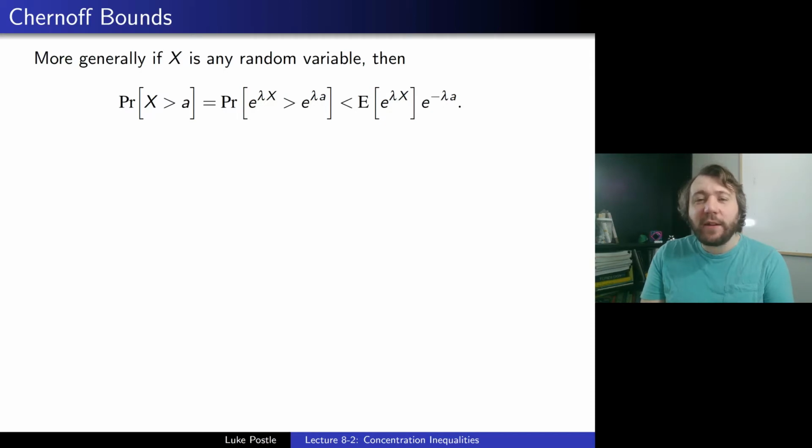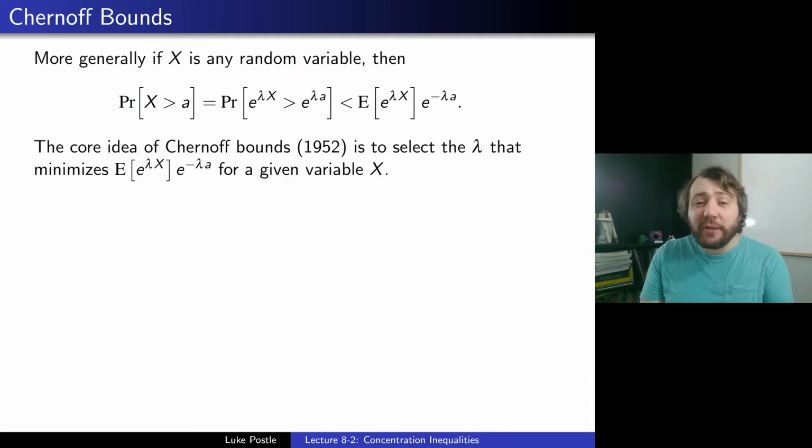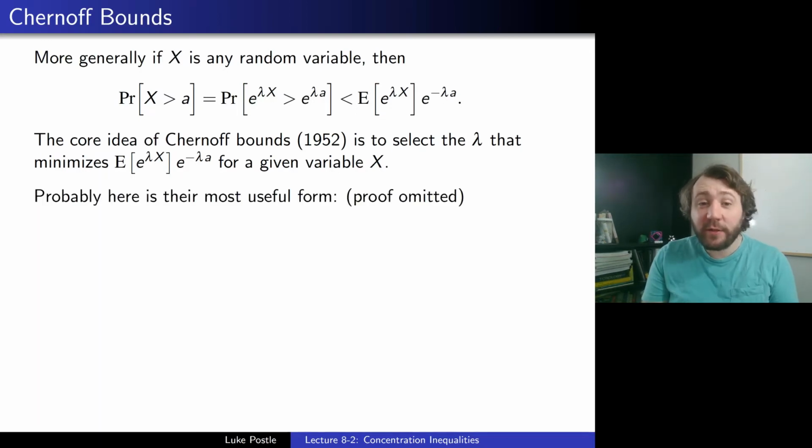And what did we do for the plus or minus 1 variables? Well, we were able to upper bound that expectation of the exponent, and then choose an appropriate lambda. More generally, the core idea of so-called Chernoff bounds is to select the lambda that minimizes this function for a given variable x. So we get upper bounds with the expectation, and then choose a lambda accordingly that would minimize that, to get good bounds. And this might depend on the assumptions of the variable and so forth. Probably here is their most useful form, and we'll omit the proof here.